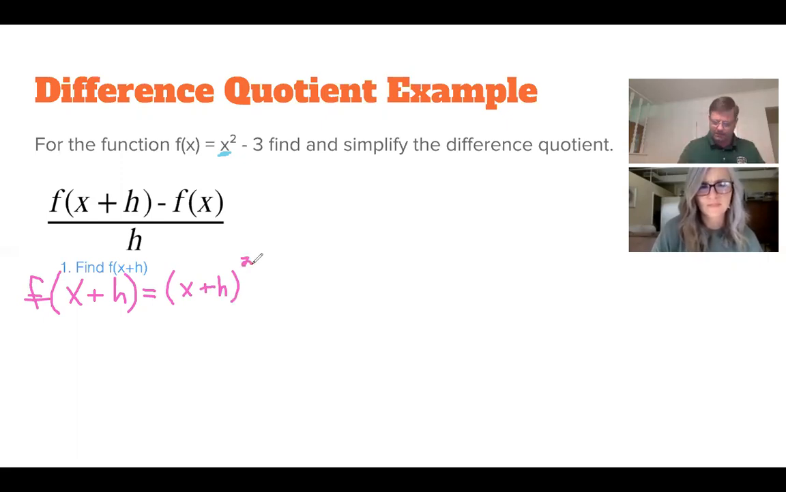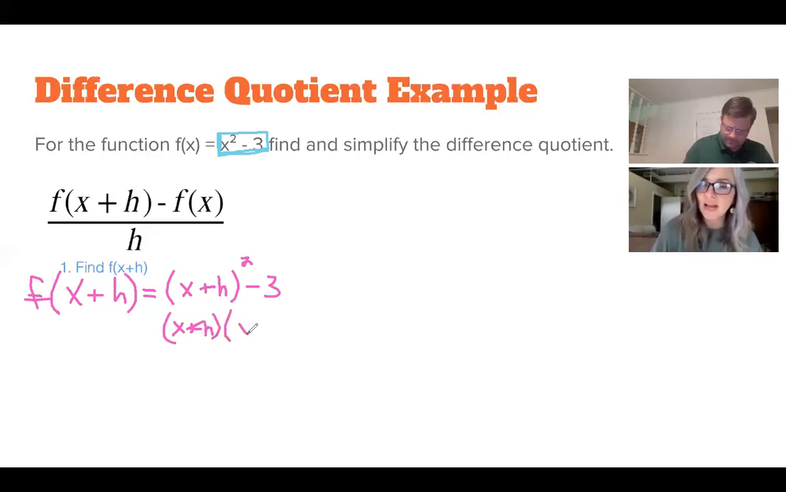So I'm going to put it in parentheses like that, and then minus 3. Now watch out. That's not x squared plus h squared. That's x plus h times x plus h. We would actually have to multiply that out like we just did in the previous problem. So remember, to square something means to multiply it by itself. And if we multiply x plus h by itself, then we've got that double distributive property happening.